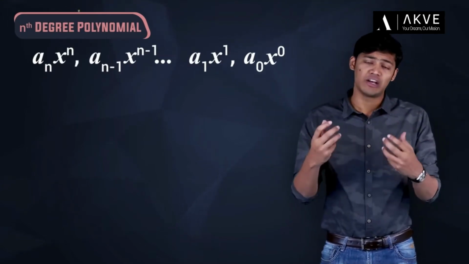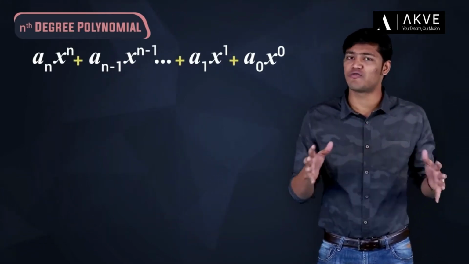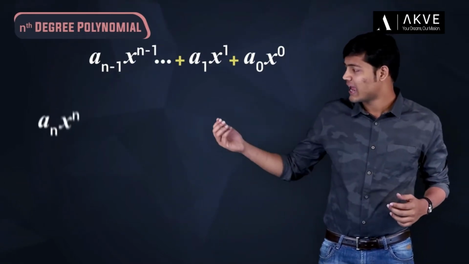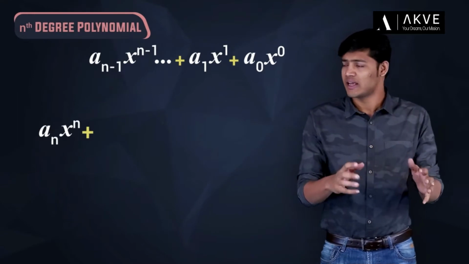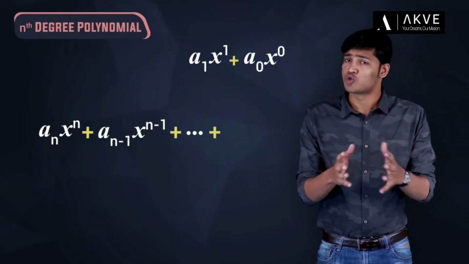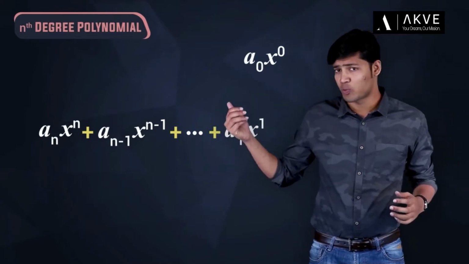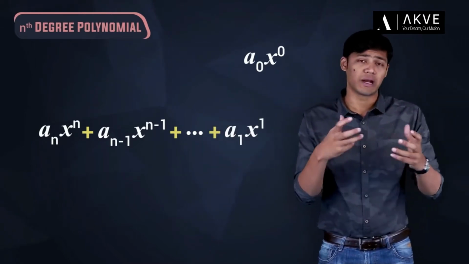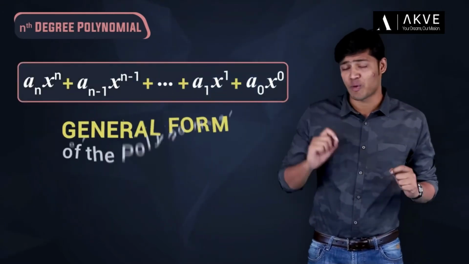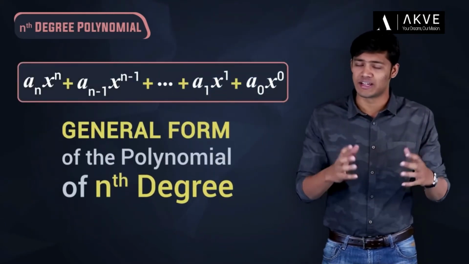And then finally we add them to get our general form of the nth degree polynomial. And it is an x to the power n plus an minus 1 x to the power n minus 1 plus and so on, a1 x to the power 1, which is nothing but a1 multiplied by x, plus a0. So, this is the general form of the polynomial of nth degree.